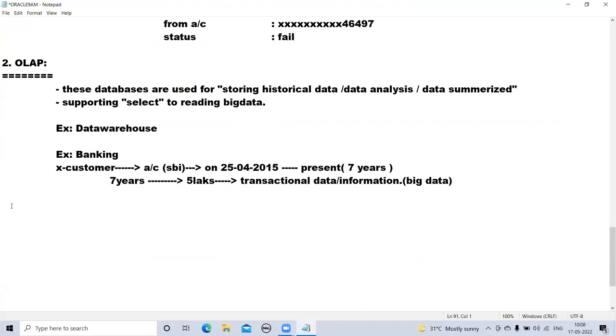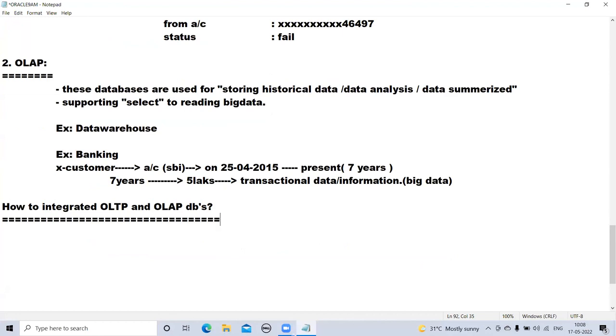Then, how to integrate these two things? What is my question? How to integrate OLTP and OLAP databases? How can industry people integrate these two things together, and later how can they use them?